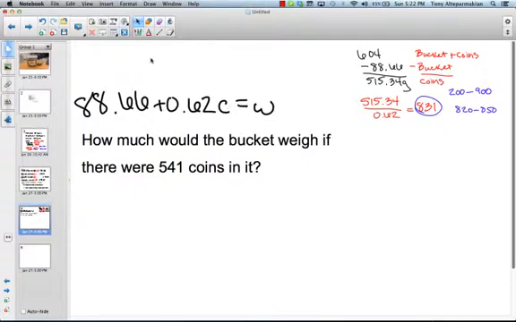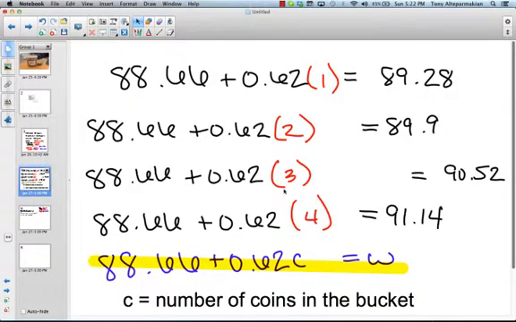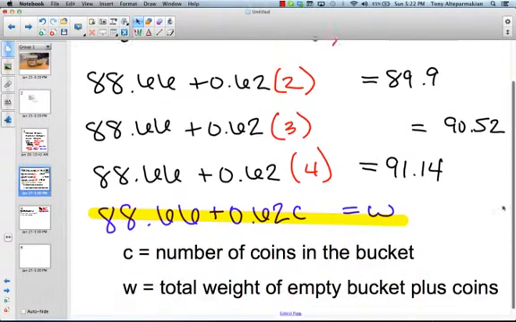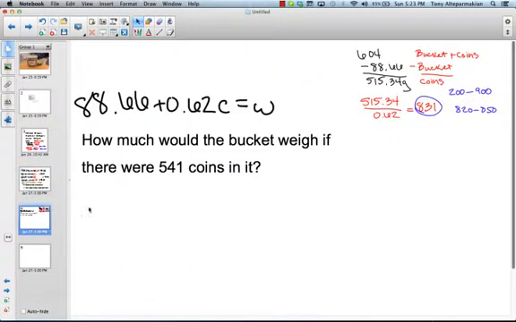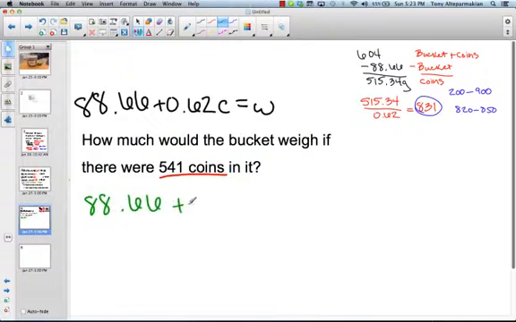If you remember how you defined your variables, you guys said C is the number of coins in the bucket. So looking here, what would we do if there were 541 coins in the bucket? Well, we're going to take 88.66 plus 0.62 times 541, and that's going to help me figure out this variable here, W, the weight.